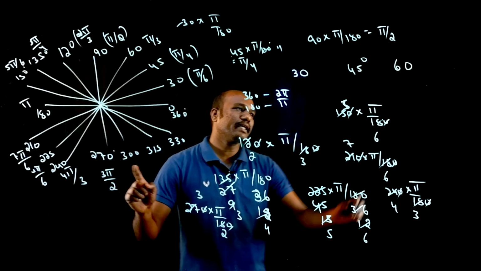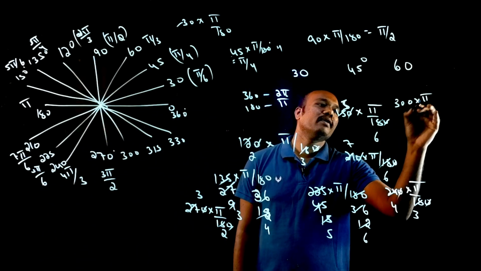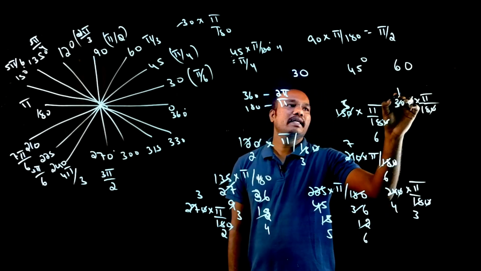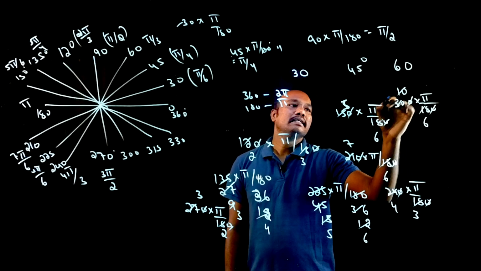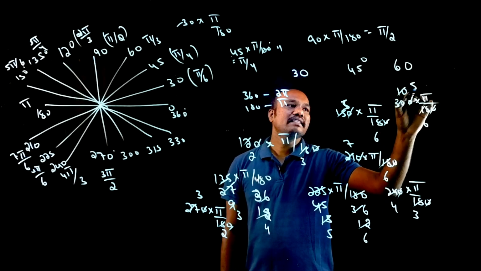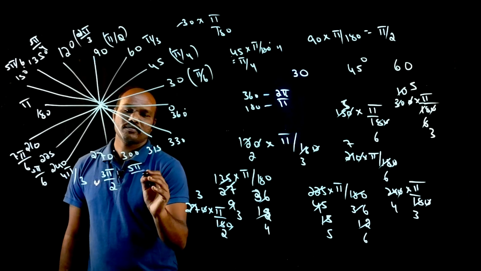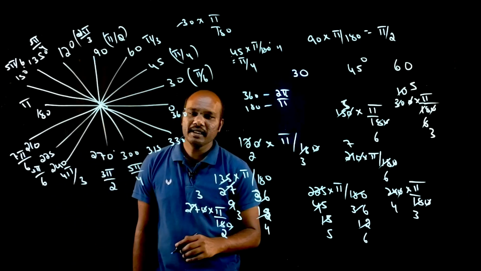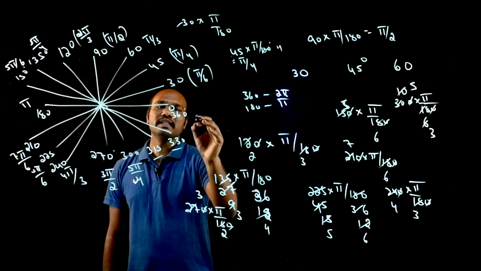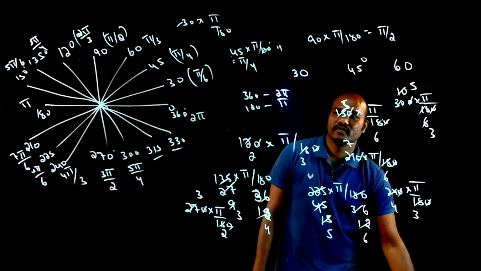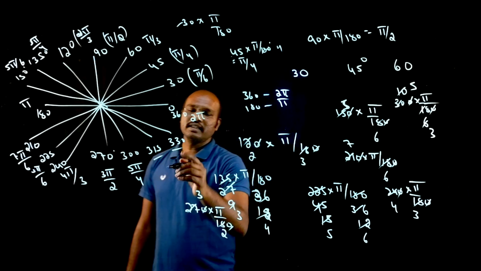Again, 300 degrees. 300 into pi by 180. The zeros cancel. 3 10s are 30, 3 6s are 18, so 5 pi by 3. Then 315 degrees, 330, and 360 degrees is 2 pi. So these you can calculate and write like this. Yes or no? I will do 330 degrees.